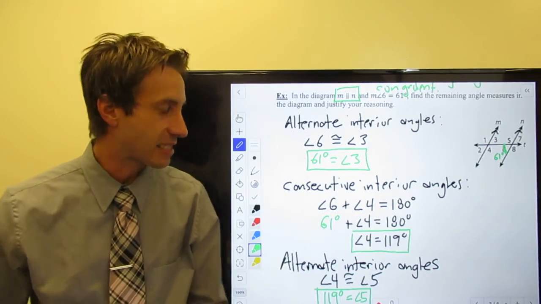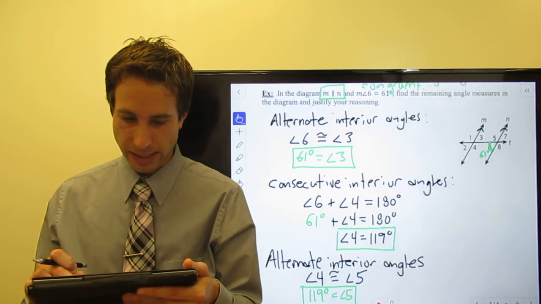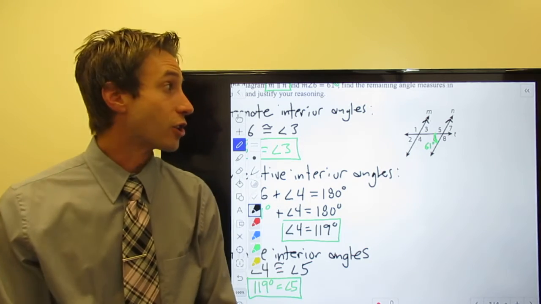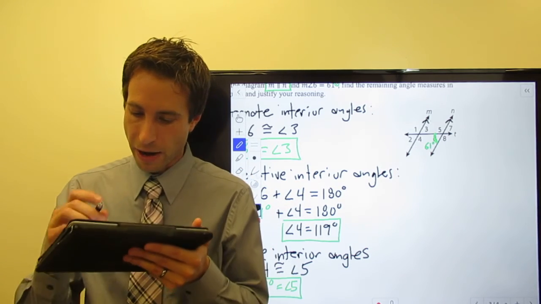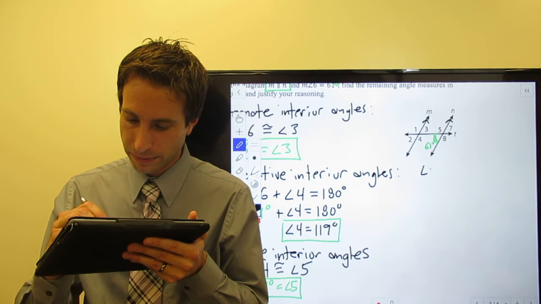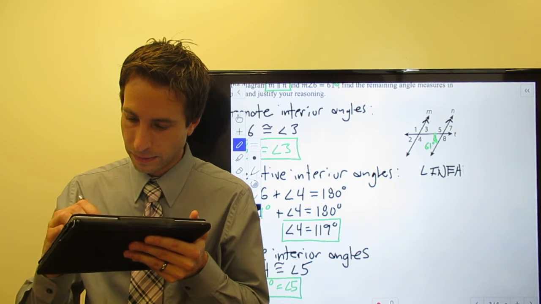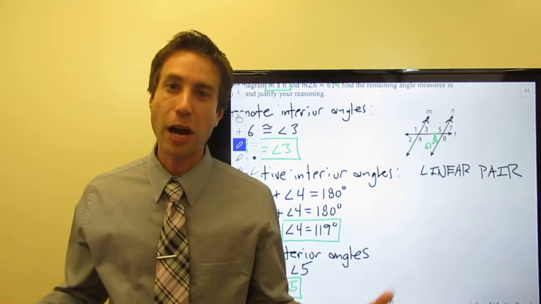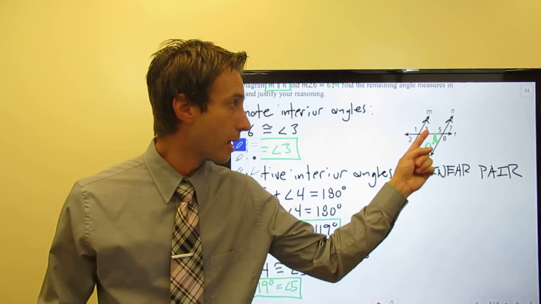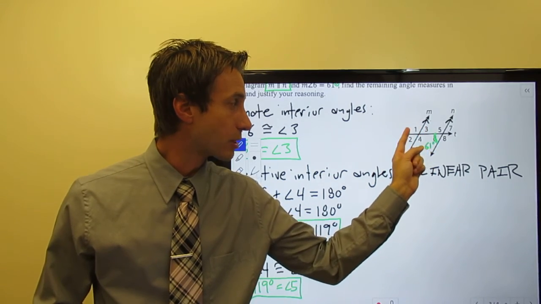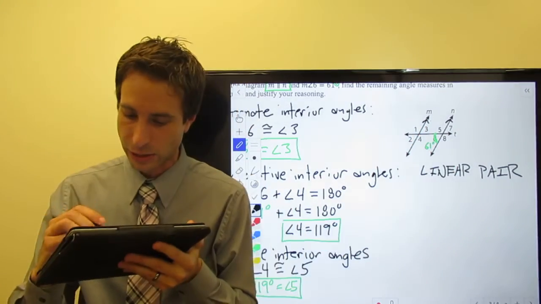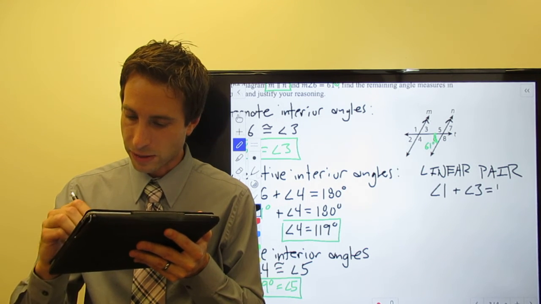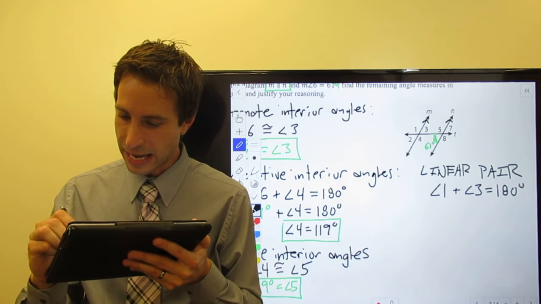Now I need to get my exterior angles. All right, here we go. Let me slide this over a little bit. I'm going to start off with the linear pair theorem. What is my linear pair? Well, I've got a bunch of linear pairs. I'll just do this one: angle 1 and angle 3. Those guys form a linear pair, straight lines. So angle 1 plus angle 3 have to sum to 180 degrees.